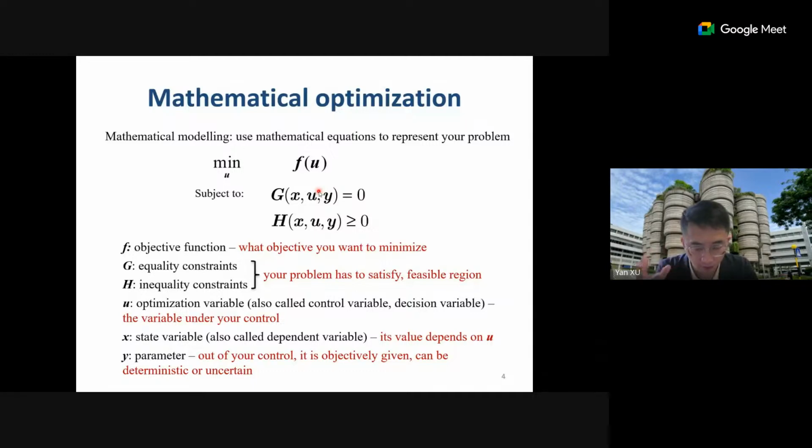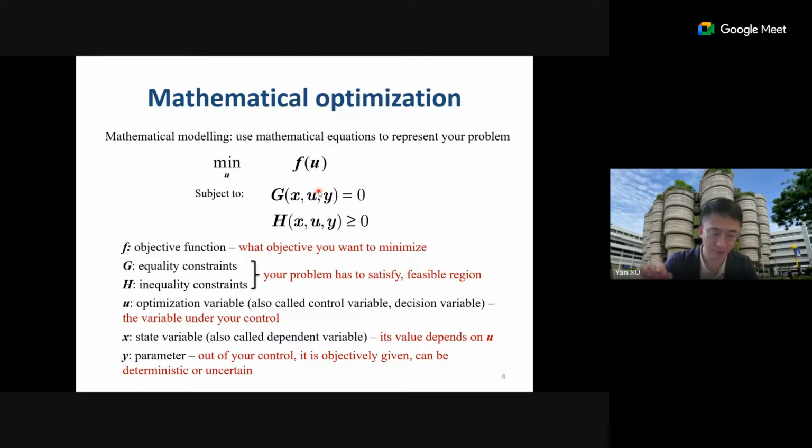This X is not directly controllable, but its value depends on the decision variable U. Remember in the Energy Internet lecture, I introduced the microgrid operation problem, right? We divide the control variable and the state variable. For the microgrid case, the state variable is the branch power flow and the voltage magnitude. In other words, they are not directly controlled, right?